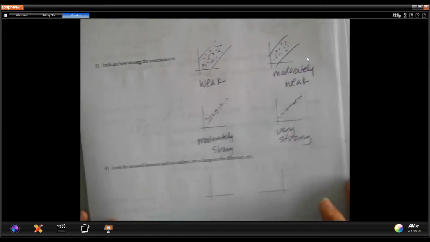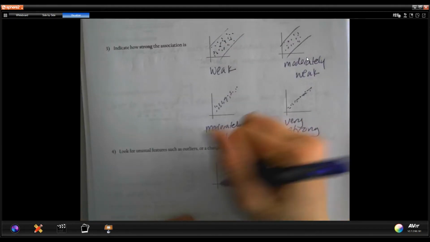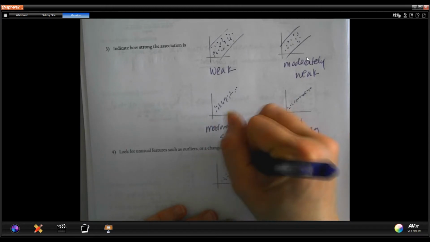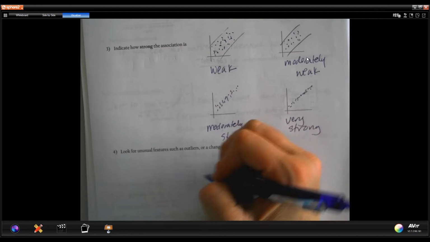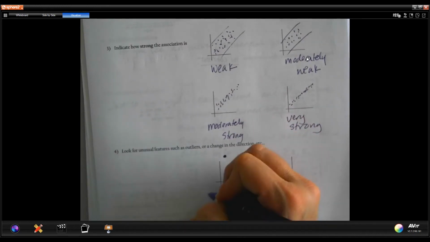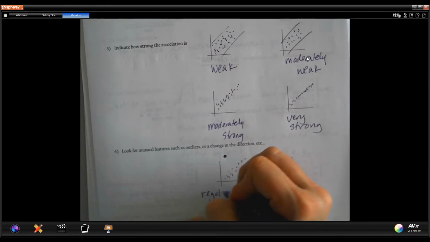And then we also have to, of course, look out for any unusual features such as outliers or a change in direction. So here, if you have most of the data down here and you've got this one point up here, we'll call this an outlier. And this one is just a regular outlier.